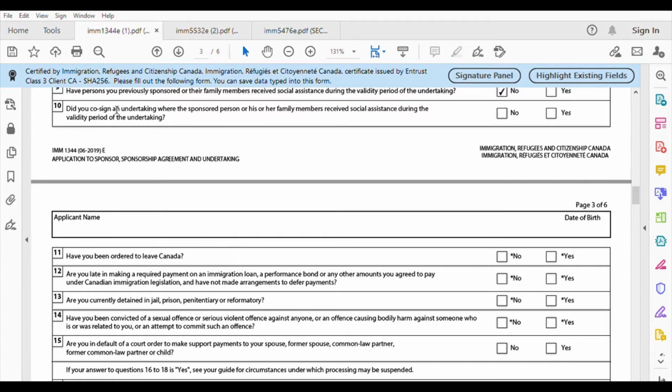Did you co-sign an undertaking where the sponsored person or his or her family member received social assistance? Again, we need to say no.